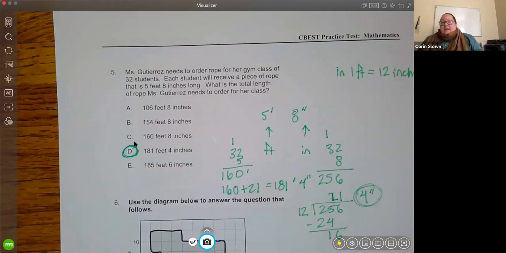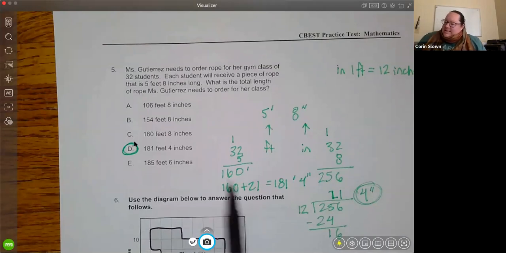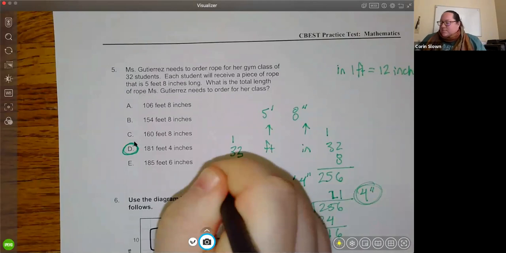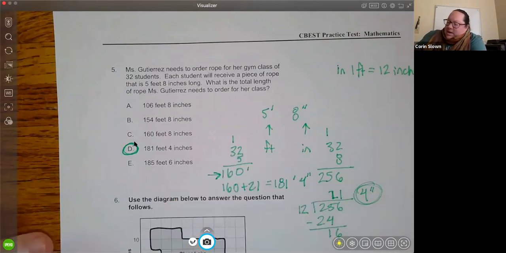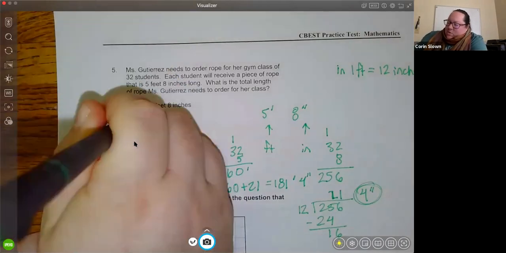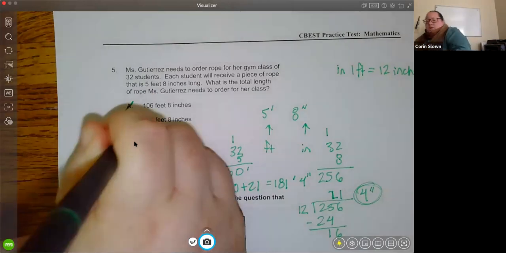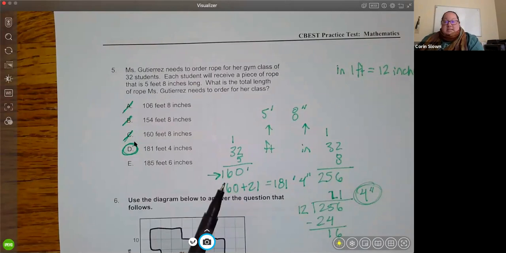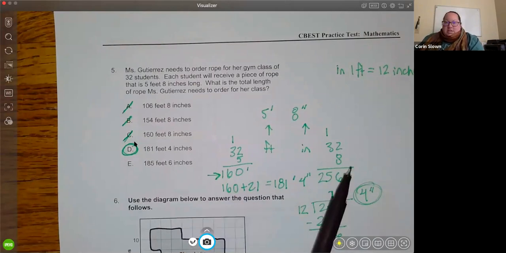Part of what I want you to think about is the fact that even if you weren't completely confident in terms of the second step where you're dividing to figure out the number of, say, inches that are in a foot, you could go ahead and actually eliminate most of these answers. So you wouldn't necessarily have to solve the problem completely in order to check to see whether or not you're on the right track. For example, just by getting to this point, there are several answers that we can eliminate. So we can eliminate 106, we can eliminate 154, and we can eliminate 160, because all of those are answers that are smaller than the 160 feet, and we actually have inches in addition to that.